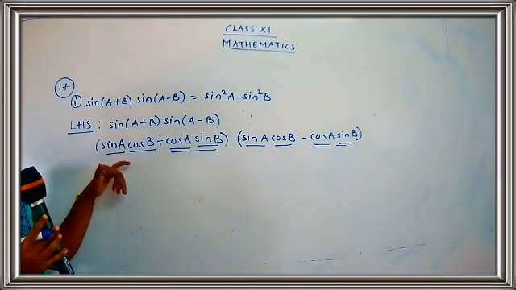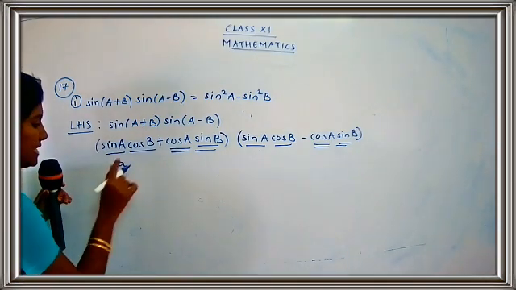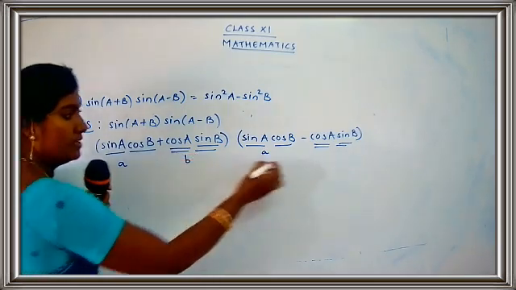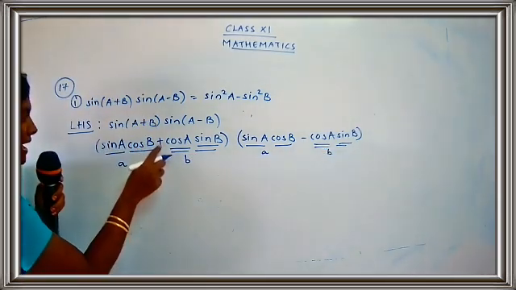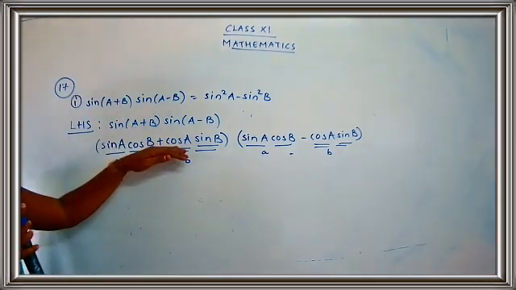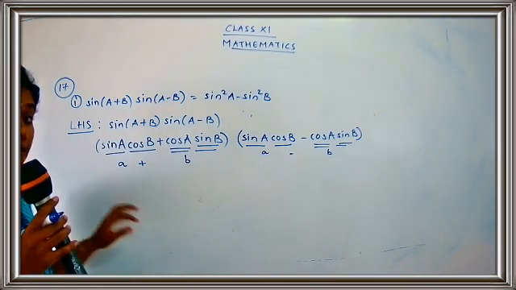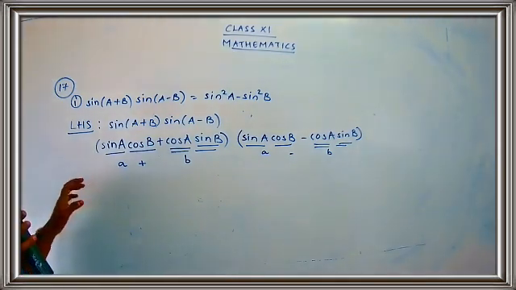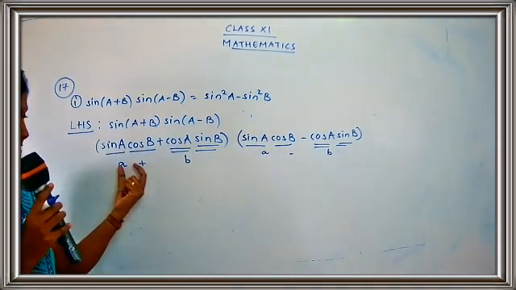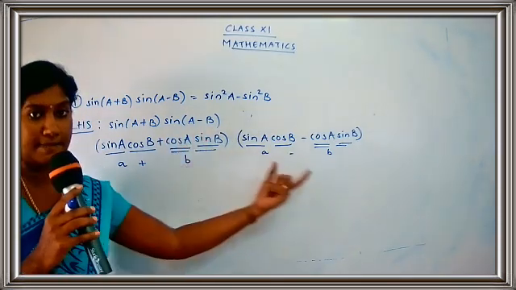We can use (a plus b)(a minus b), because if I take this as A, this is also going to be A. If I take this as B, this is also going to be B. So what I have here is A plus B, and here I have A minus B. So this is of the form (A plus B) into (A minus B). What is the answer for (A plus B) into (A minus B)? It's A square minus B square. This is same and this is same, so you can consider it as A, and this as B.